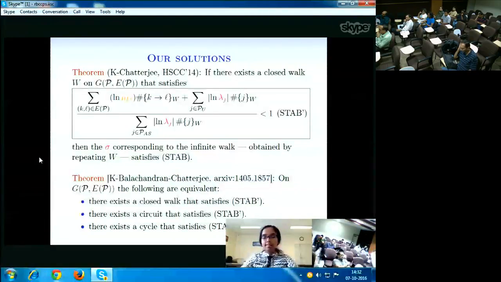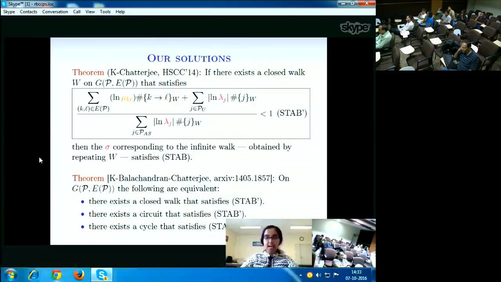Now, it is interesting to note that this result doesn't restrict to periodic switching signals, because when I say repeating, we can also have multiple closed loops which you can concatenate. For example, let's say you have two closed loops, W1 and W2, on the same vertex. So you can have something like W1, then twice W2, and then maybe thrice W1. So your switching signal is not necessarily periodic.